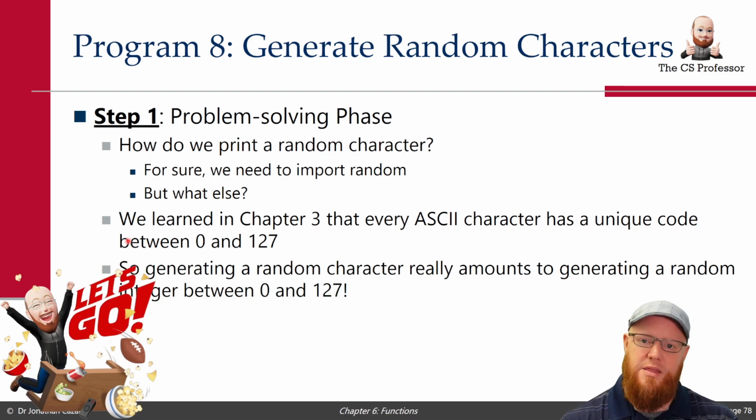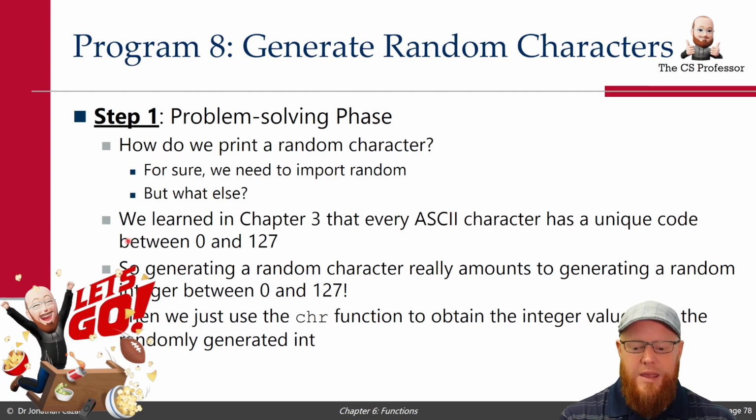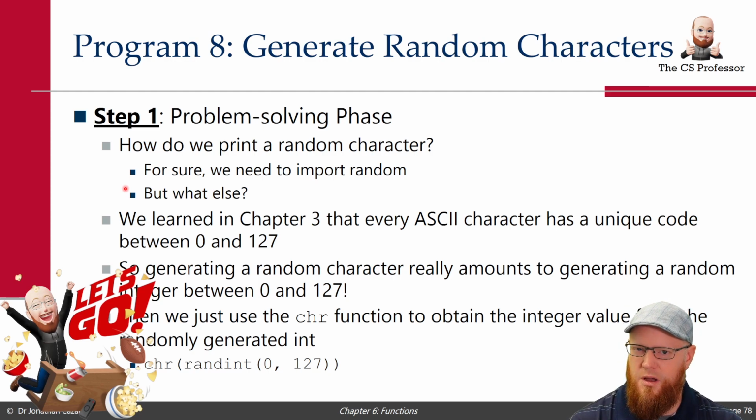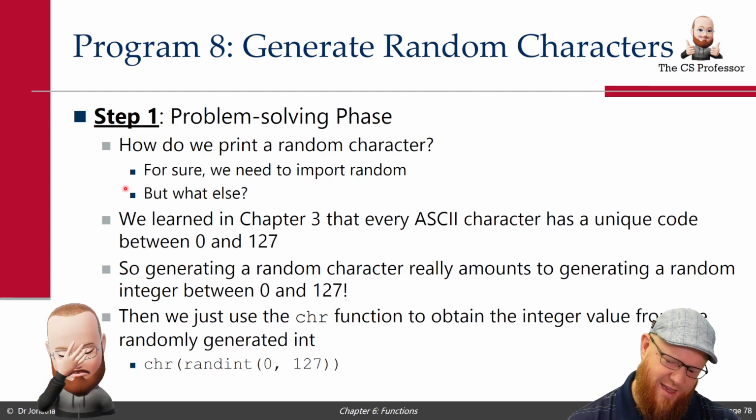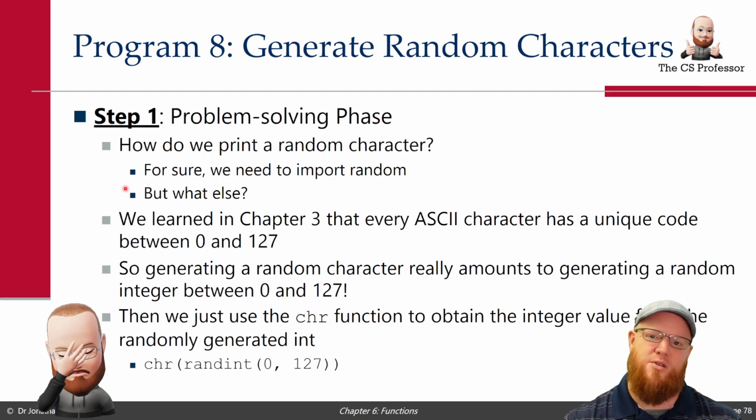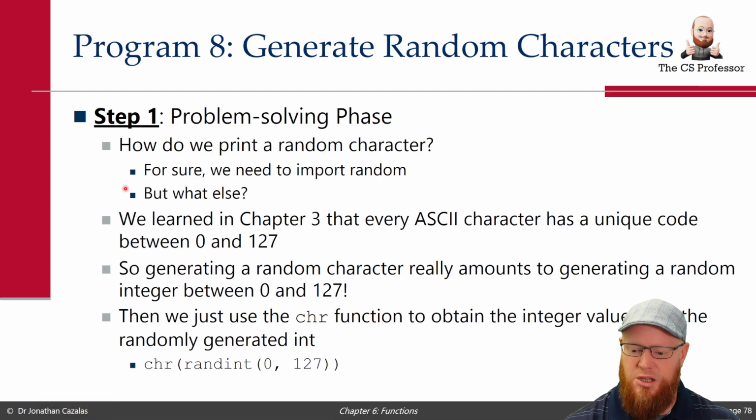Well, if we can generate that random number between 0 and 127, that was ASCII, so 128 possible numbers. Now we can use the character function to obtain the integer value from that randomly generated int. Full disclosure, I paused the video there because I read that and I was like, that doesn't make any sense. We use the character function to obtain the integer? No, that's a typo. We use the character function to obtain the character value of that randomly generated int.